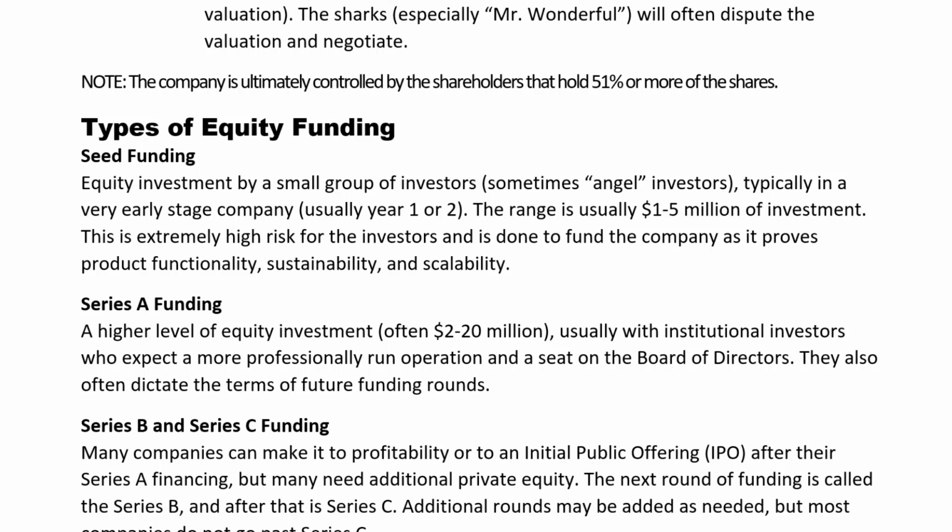All right, types of equity funding. So seed funding is an investment by usually angel investors, and it's with a very, very early stage company. It's usually in the $1 to $5 million range of investment, as you can see here, and it's considered to be extremely high risk. So when we talk about angel investors, this is what they do. They do seed funding, so they find really small companies, they give them money, and they hope that they succeed.